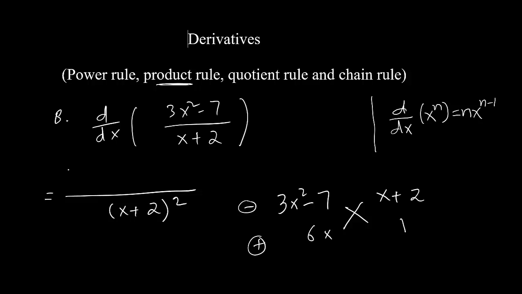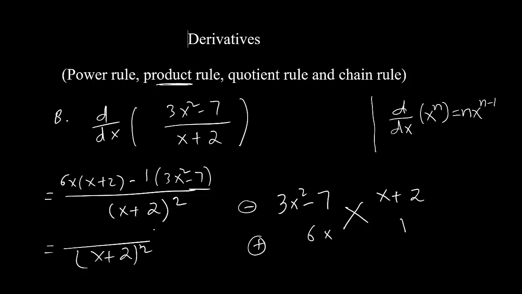So let me multiply 6x first with x plus 2, and then minus the other side, 1 times 3x squared minus 7. Further you can do simplification, but your part is actually done in the quotient rule. So let us do some simplification. I have x plus 2 squared in the denominator. Now in the top I get 6x squared plus 12x minus 3x squared plus 7.